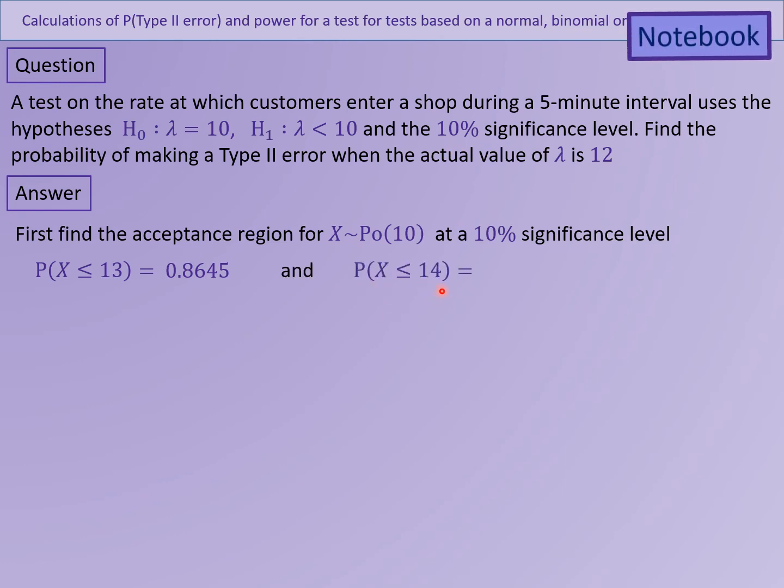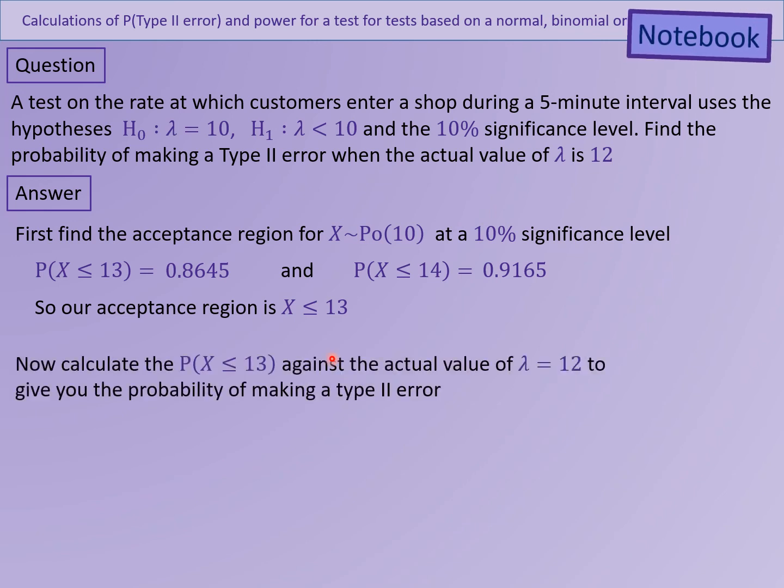But probability of getting below 14 is 0.9165. I've just used my calculator and checked some values. I didn't just randomly get to these straight away. I've figured out that this is where the critical value is between. So I know my acceptance region cuts off here. Once I get to 14, I would reject the null hypothesis. So 13 and below is where my acceptance region is. If the number of customers coming in was 13 or below, I would accept this null hypothesis of 10.